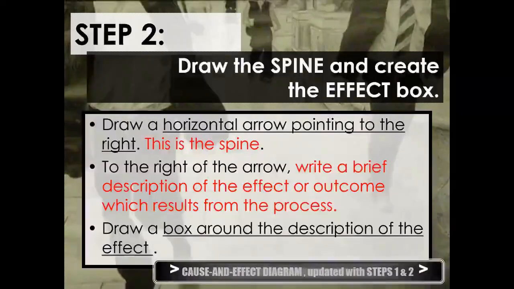This is another name we are using for the fishbone diagram, the cause and effect diagram. Another name is the Ishikawa diagram, because he is the person who introduced it. Ishikawa. Draw a horizontal arrow pointing to the right. This is the spine. We call it the main spine of the diagram.